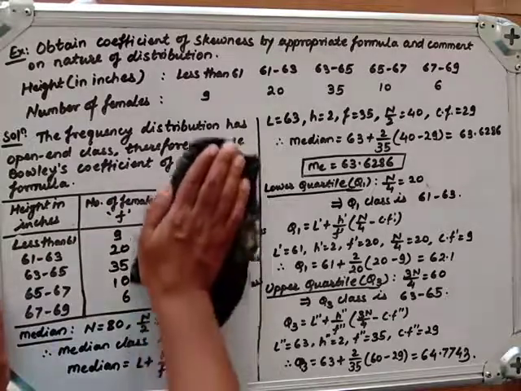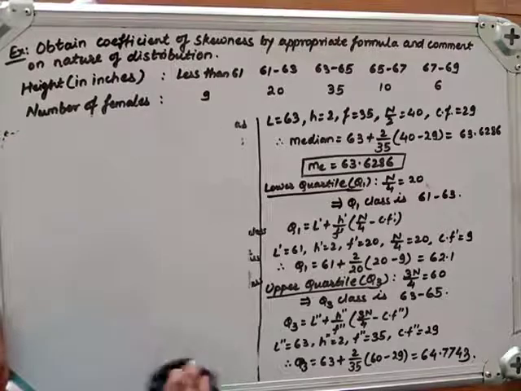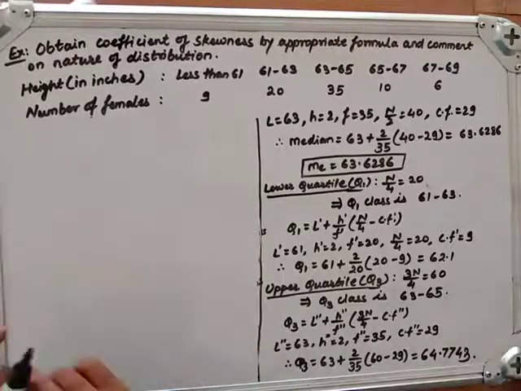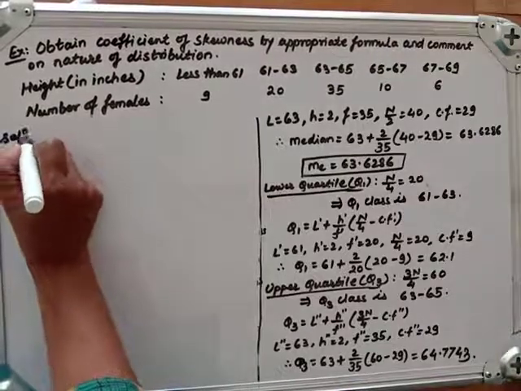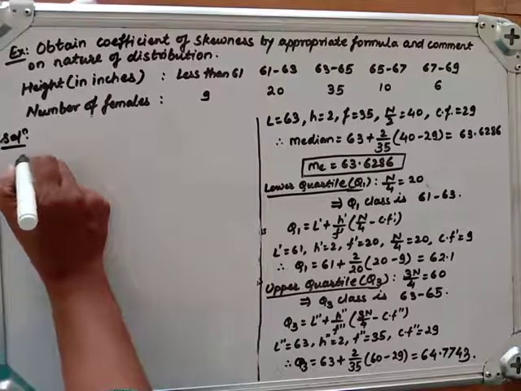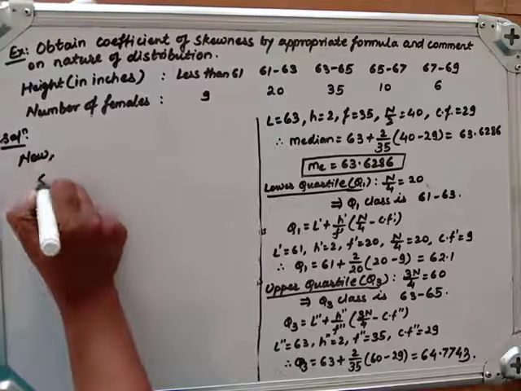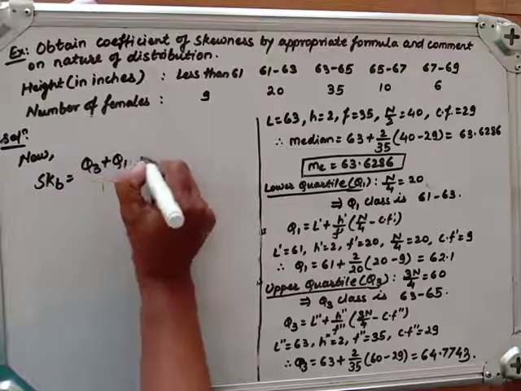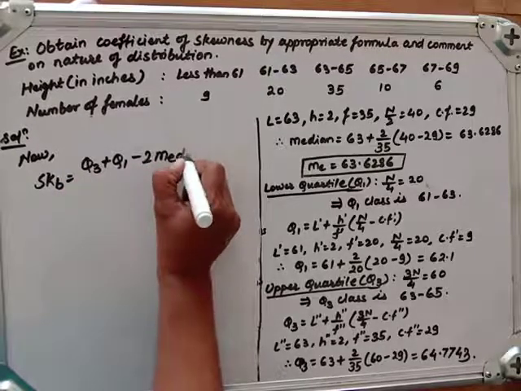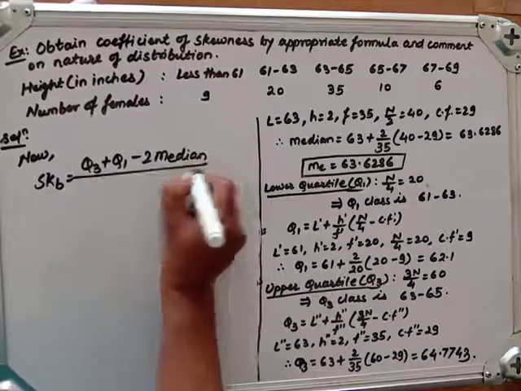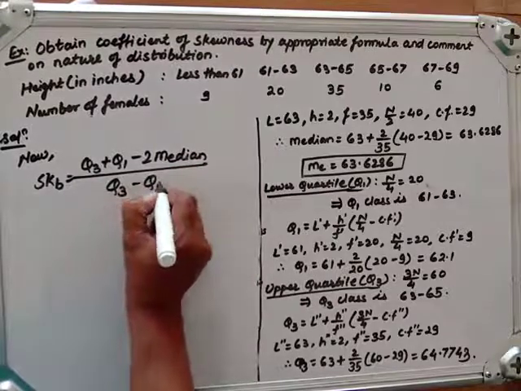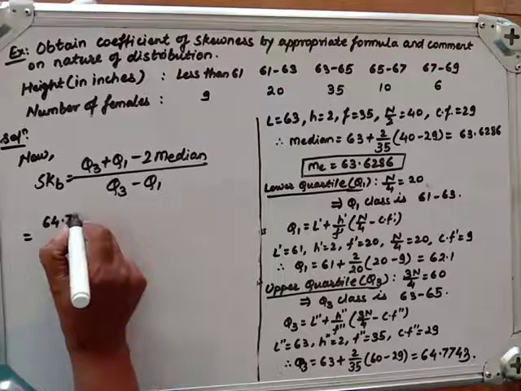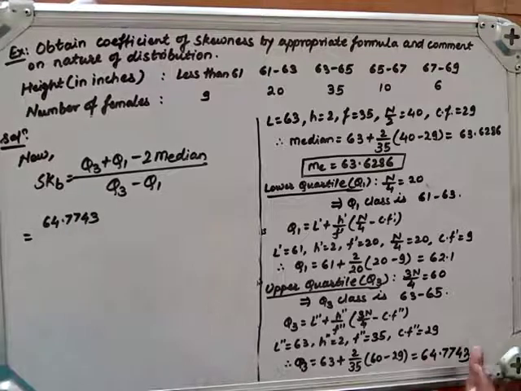So let me rub this part. Let me determine Bowley's coefficient of skewness. We need these values. That's why I will keep the right hand side as it is. This is also part of the solution here. Now we have SKB is equal to Q3 plus Q1 minus 2 times median upon Q3 minus Q1. So that is the value 64.7743.